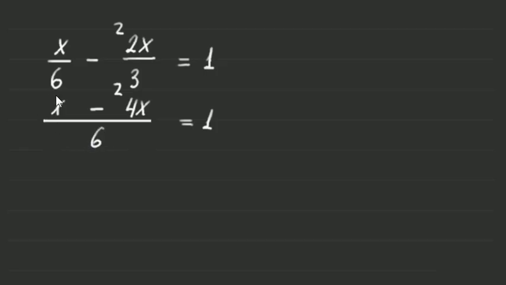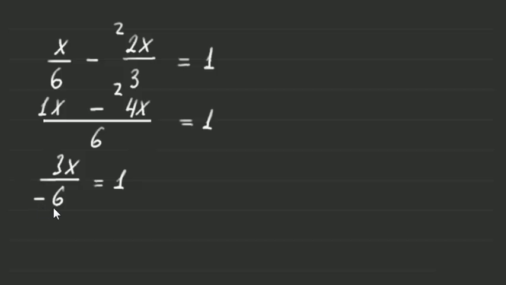Here, before x, there is no coefficient, so we must take this coefficient as 1. 1x minus 4x is minus 3x. I can put this minus before the fraction, or I can put minus before the denominator. At such operations, the fraction remains the same.